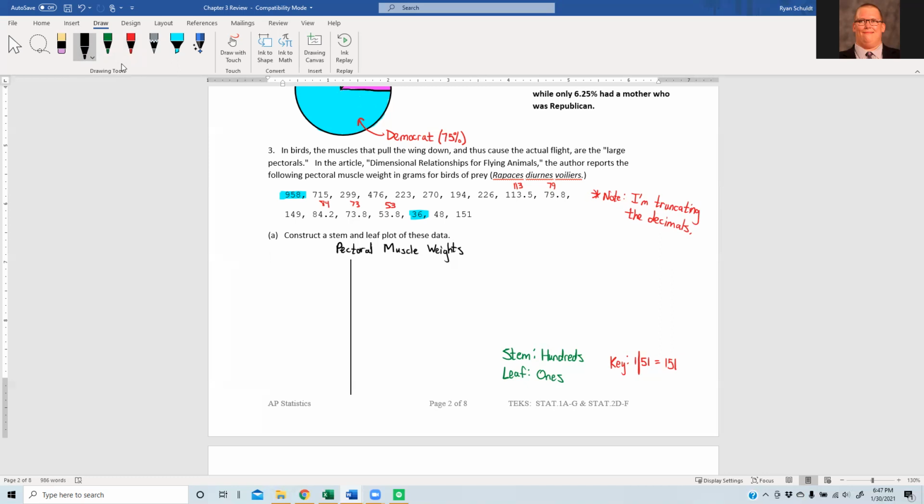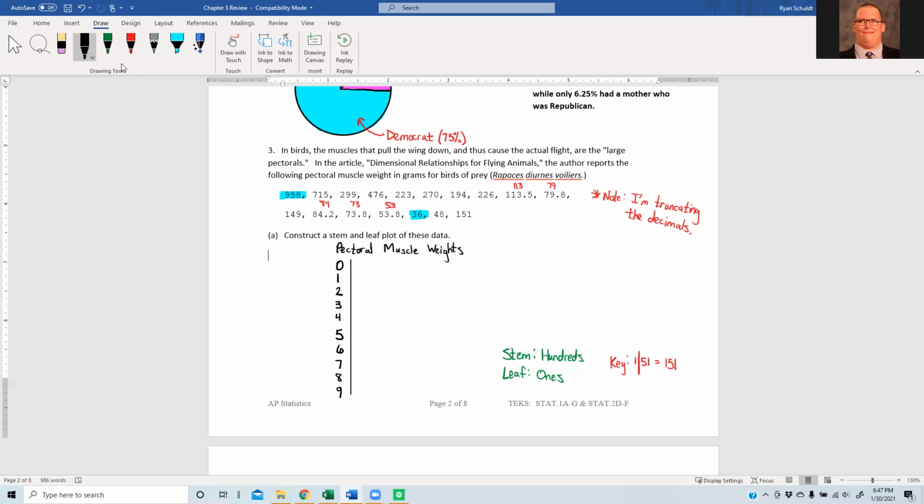So my lowest is a 36, so I'm going to start with a 3. And then I need to go up to, no, I need to start with a 0. I need to start, remember, our hundreds. So I need to start with a 0 and then go up to 9. So 0, 1, 2, 3, 4, 5, 6, 7, 8, 9. Okay, so let's see here. As I do these, I'm going to cross them off.